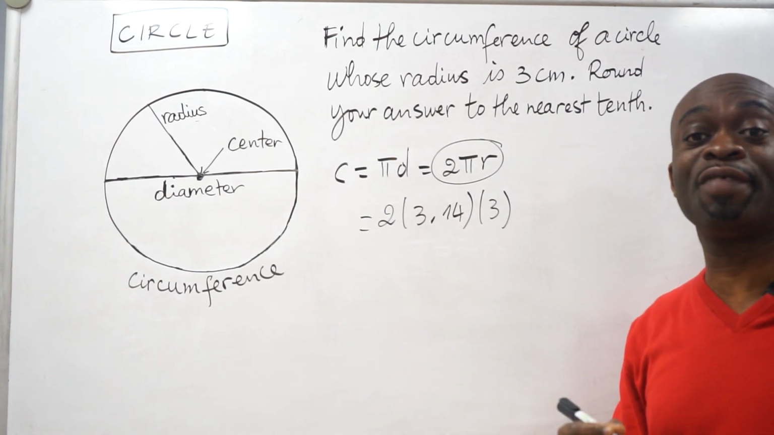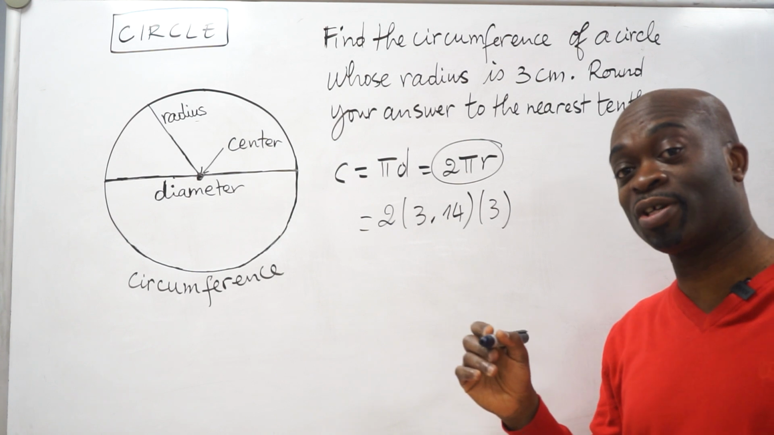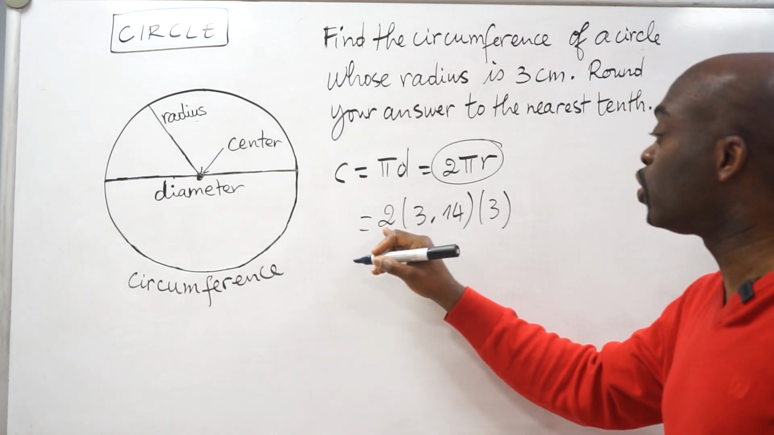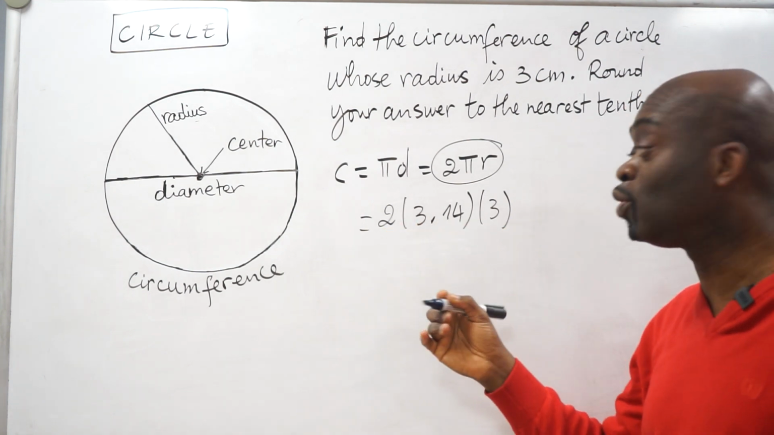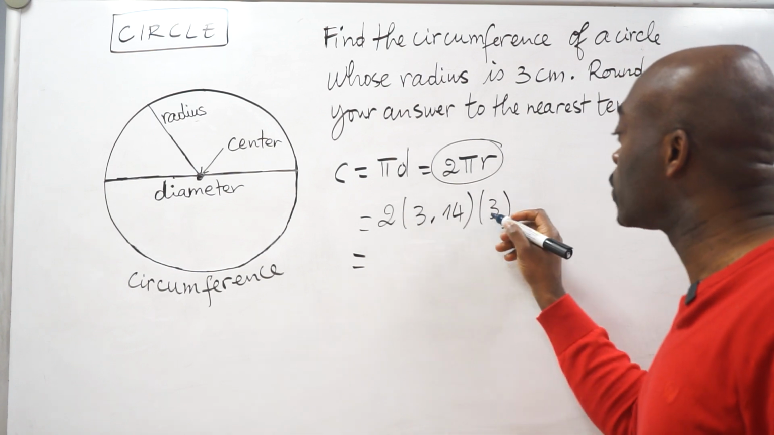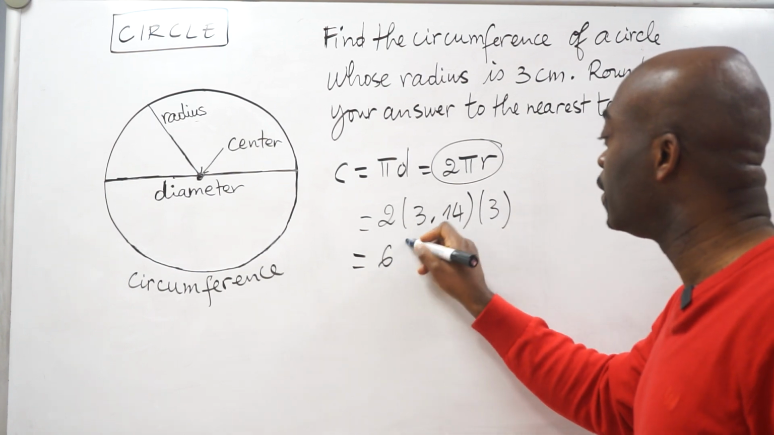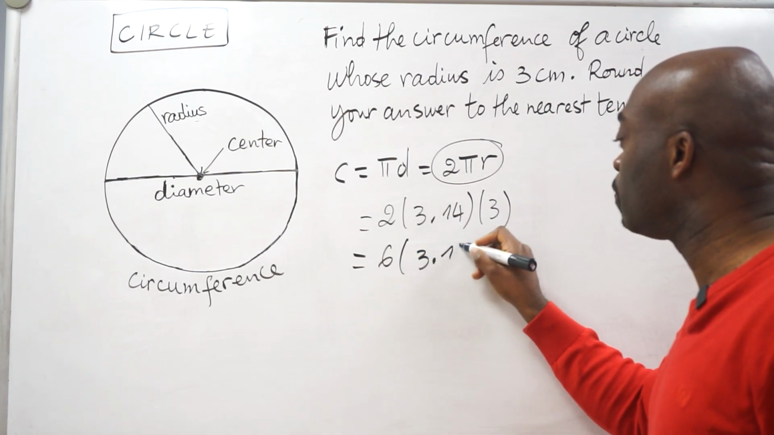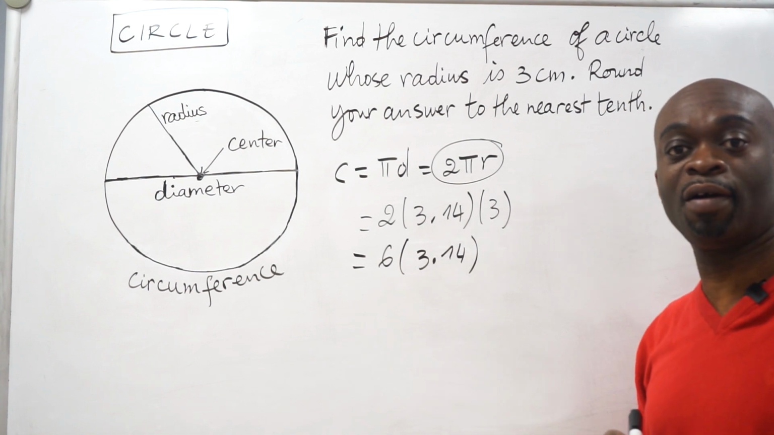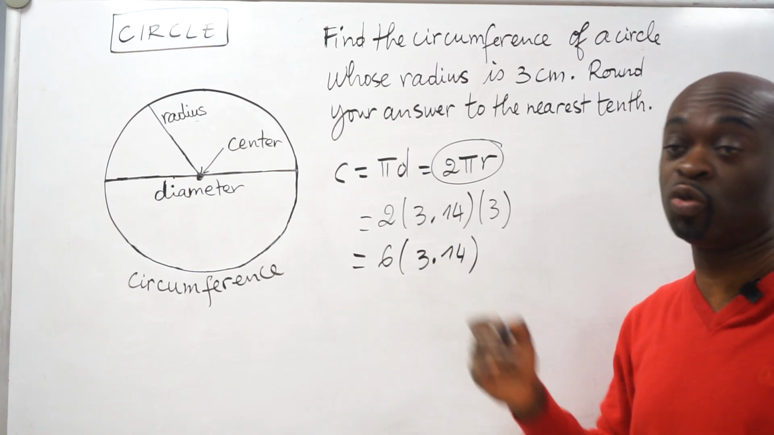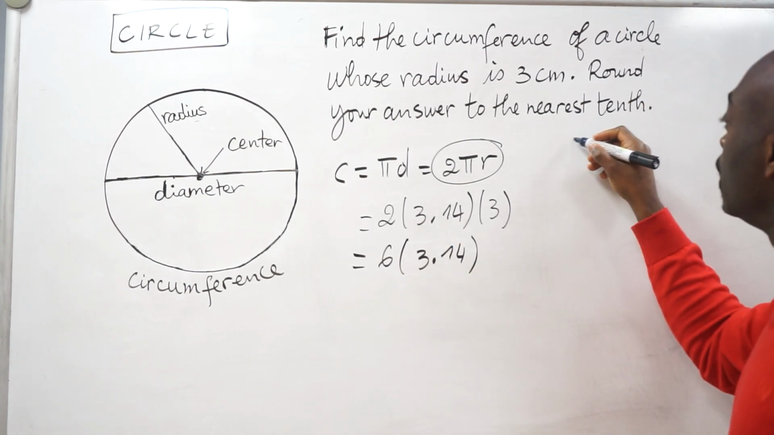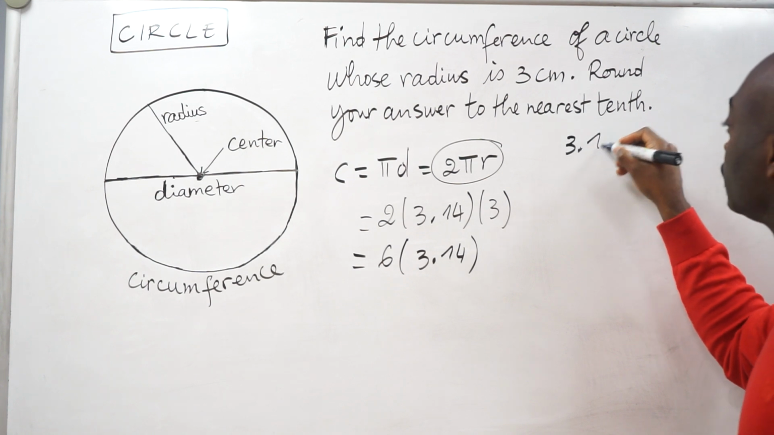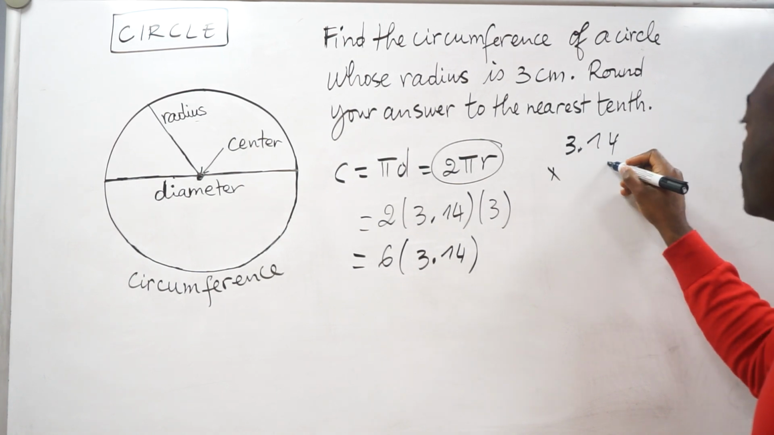Now, this is a matter of doing some operations here. So in case you don't have a calculator to use, the best thing to do is to multiply 2 by 3, which is easier to calculate here. So 2 times 3 is going to give you 6. And then you multiply 6 by 3.14. So it's just like you're doing 3.14 times 6.